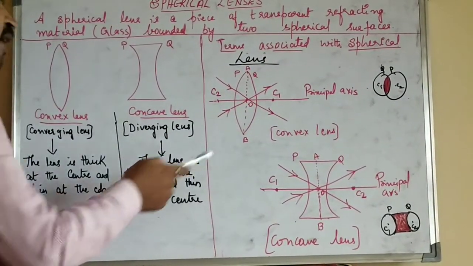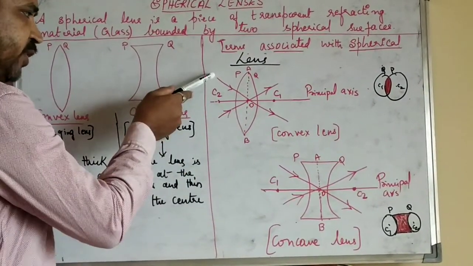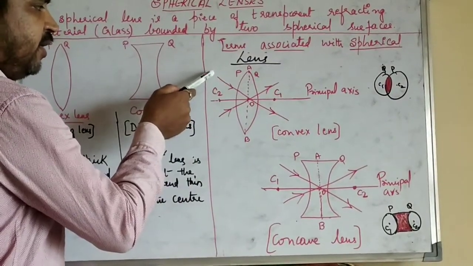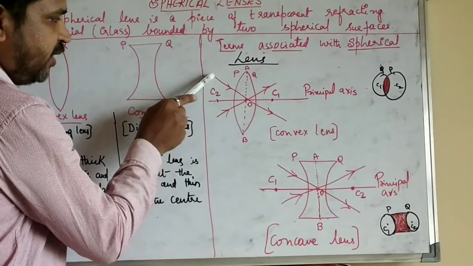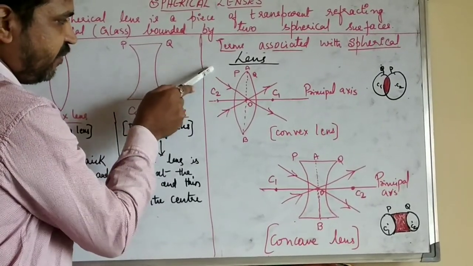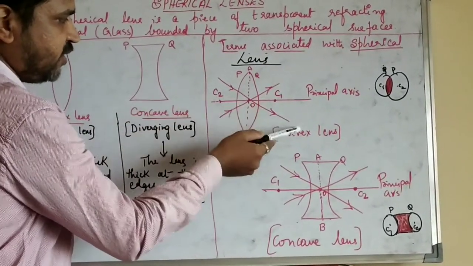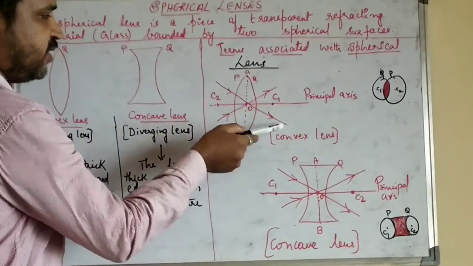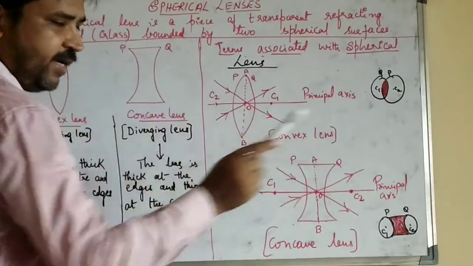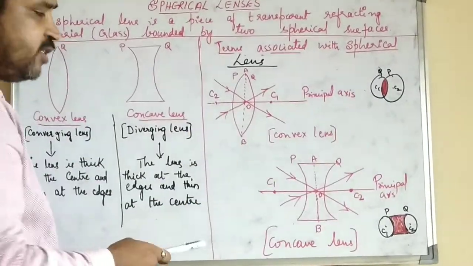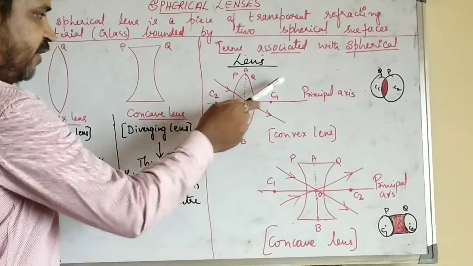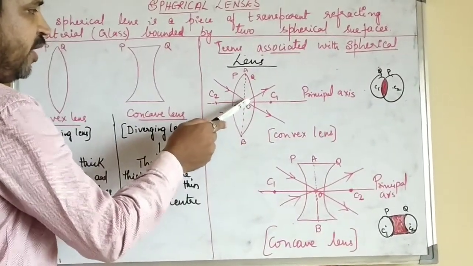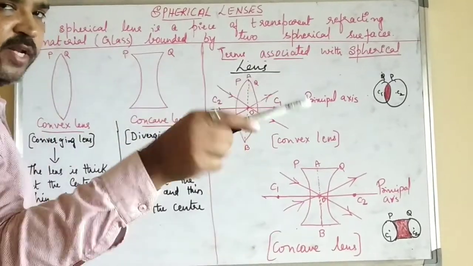Carefully observe. At this optical center, you can see these two are the incident rays. The incident ray coming from this direction, from one medium to another medium, is going undeviated, which means there is no refraction. Similarly, this ray of light going in this direction, when passing through the optical center O, is also going undeviated without any refraction.